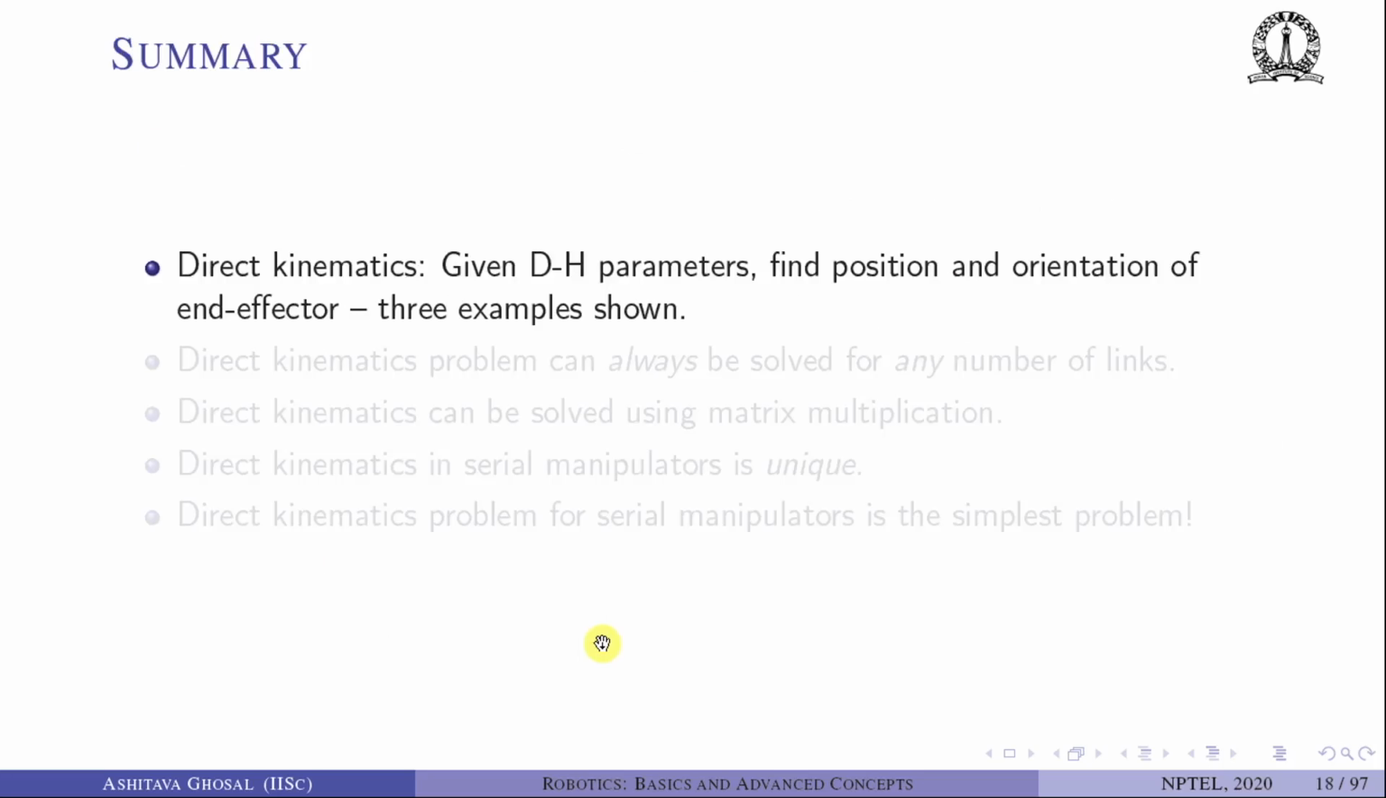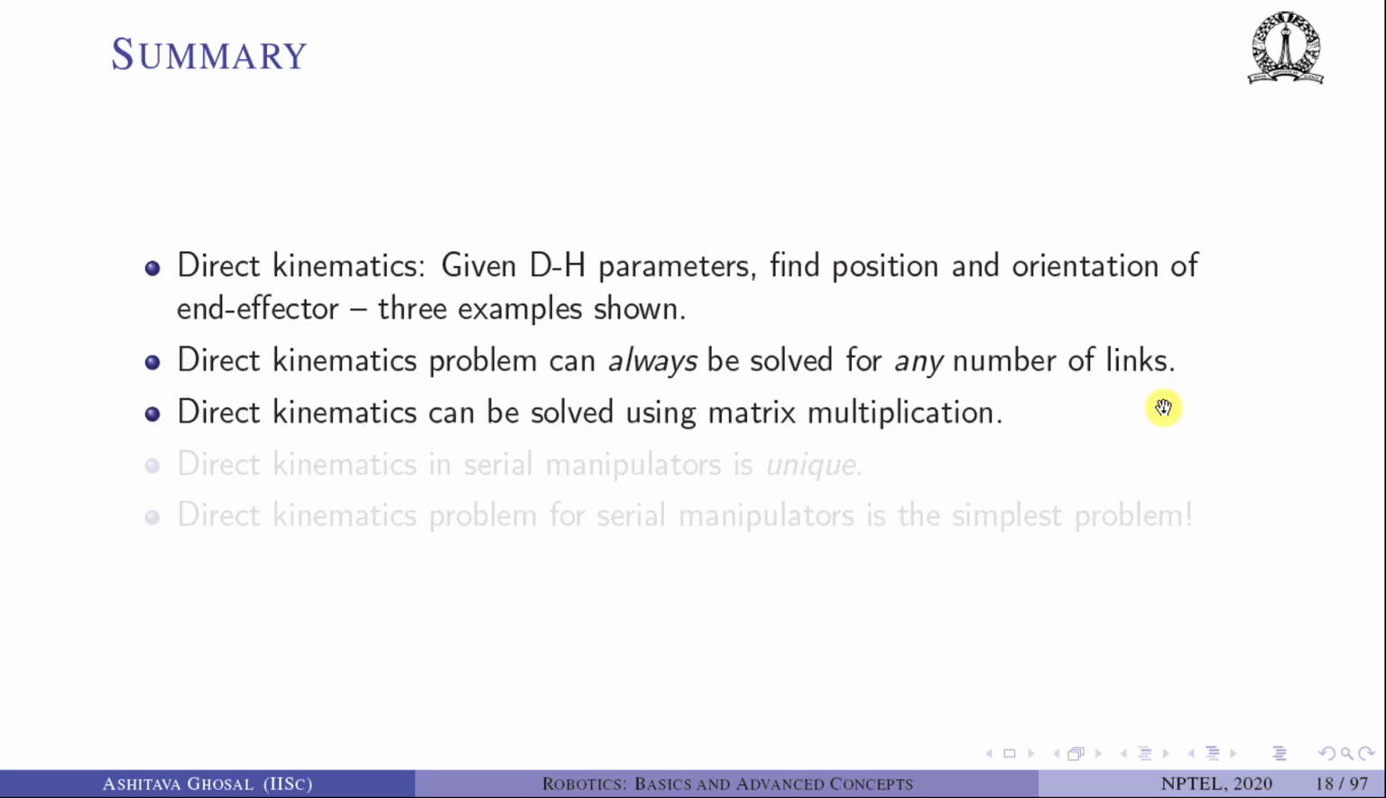So in summary, the direct kinematics problem is stated as follows. Given the DH parameters, find the position and orientation of the end effector. And I have shown you with 3 examples how we can obtain this. The direct kinematics problem can always be solved for any number of links. Why? Because it is nothing but simple matrix multiplication. So if I give you 10 links, I need to find 10 link transformation matrices, and I just multiply these matrices.